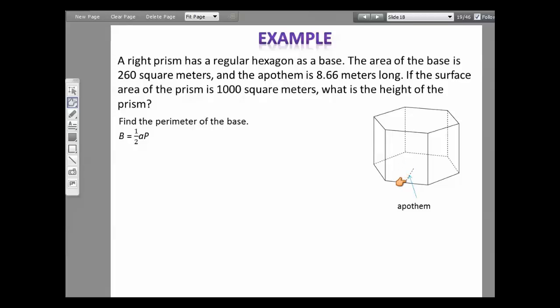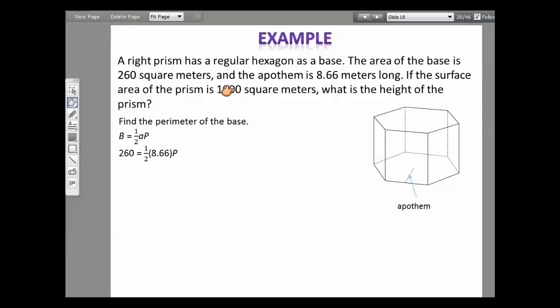That's your apothem. Okay? So, first, we've got to find the perimeter of the base, because that wasn't given to us in the problem. So, here is the formula for finding the base area of any polygon. It doesn't have to just be hexagons. It can be a pentagon, octagon. This is the formula that you're going to use to find the base area. The little a stands for apothem, and the capital P stands for perimeter. Well, we need to find the perimeter.